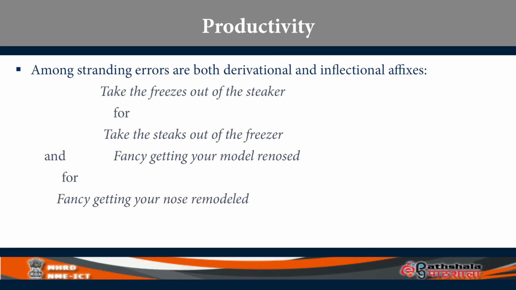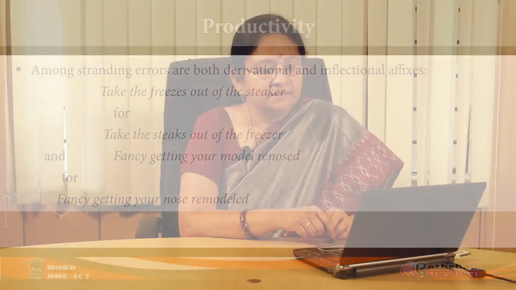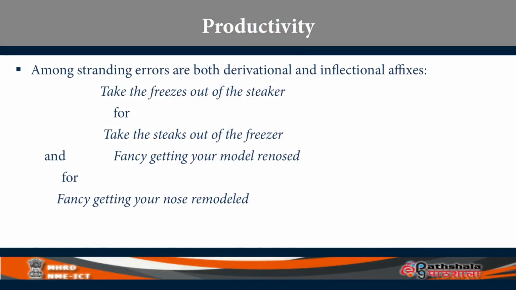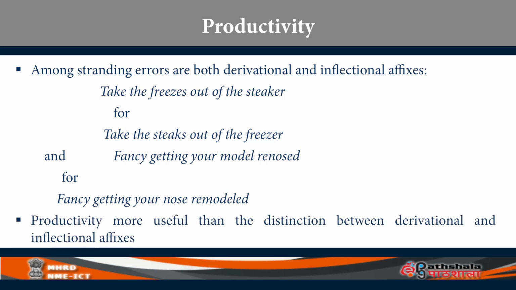For example, "take the freezes out of the staker." The intended utterance is "take the steaks out of the freezer." In this case, the derivational affixes and the inflectional affixes are interchanged. Likewise, "fancy getting your model renosed" for "fancy getting your nose remodeled." The appearance of errors of this kind tells us that the distinction between derivational and inflectional affixes is probably not useful, and the notion of productivity is a more useful phenomenon in examining words and their construction.